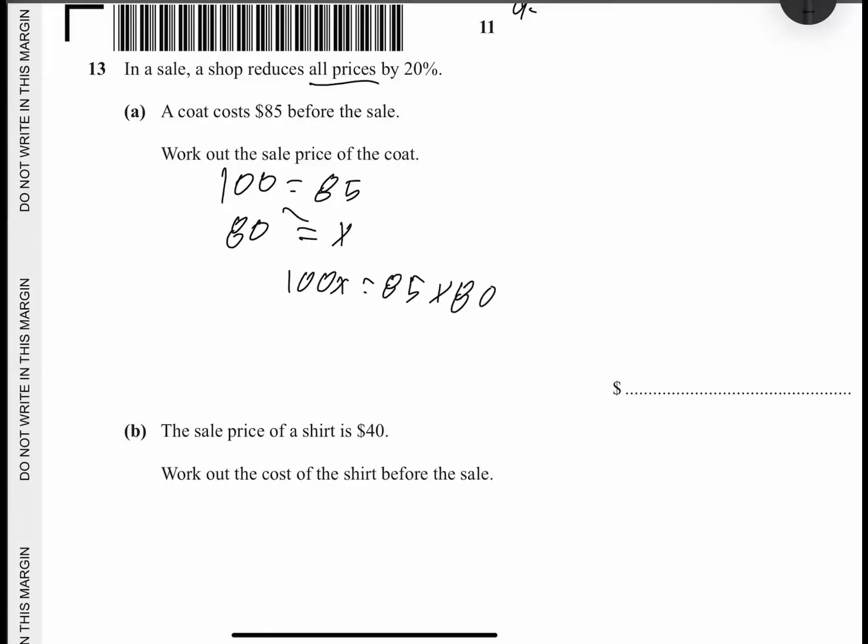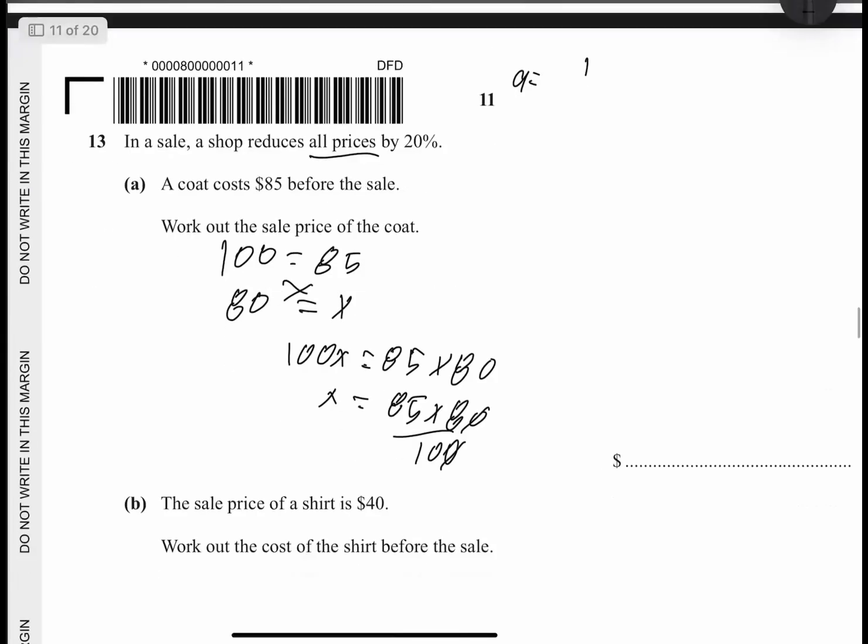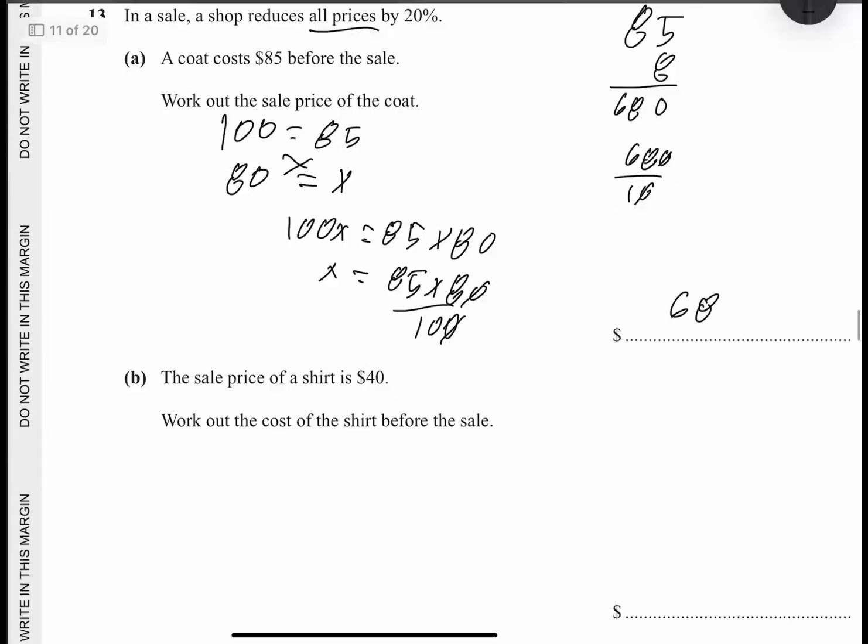We're going to cross multiply. x is equal to 85 into 80 over 100. The zeros cancel out each other. 85 times 8 divided by 10. 85 times 8 is 680. 680 over 10 is $68.